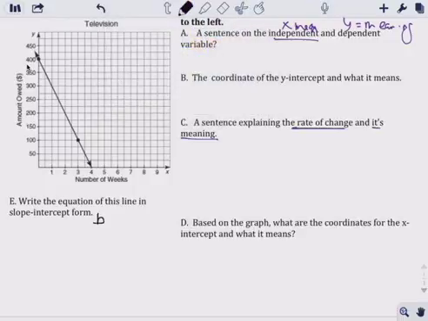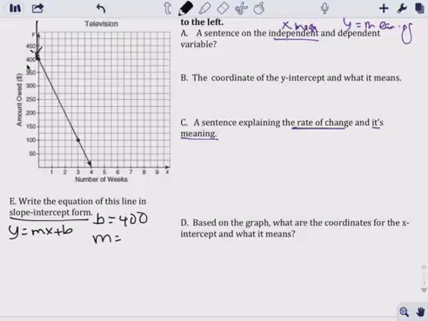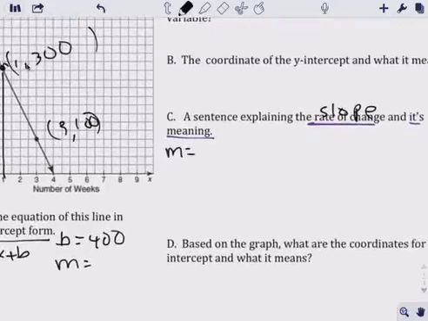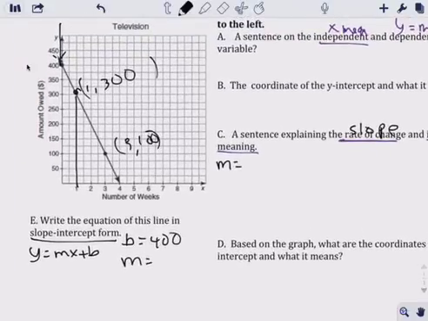Because we found that the y-intercept is 400, right? We need to find m, the rate of change. Because slope-intercept form is y equals mx plus b. Rate of change, all right, and its meaning. Rate of change is slope. So m equals, let's see, our two dots, we can use (1, 300) and the other one could be this one here, which is (3, 100). Okay, so 1 stands for 1 week.